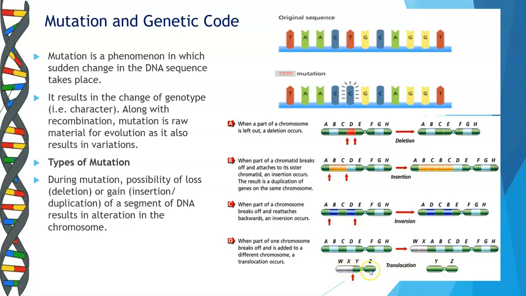Now this region of the second chromosome, that is W and X, gets exchanged and is sent to the chromosome which has genes A to H. So now your chromosome changes from A to H, it becomes W, X, A, B, C, D, E, F, G, H genes, and the second chromosome is left with just gene Y and gene Z. This type of mutation is called translocation. So these are most of the possible types of mutations that occur.